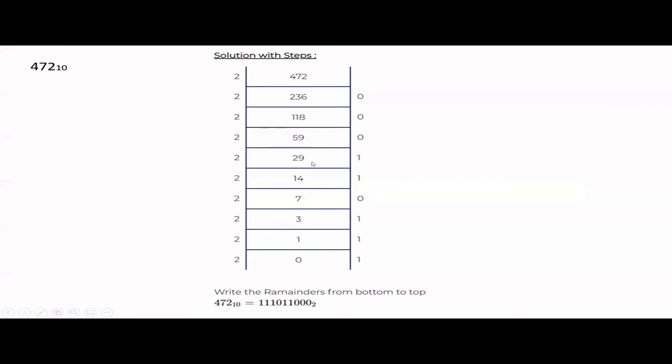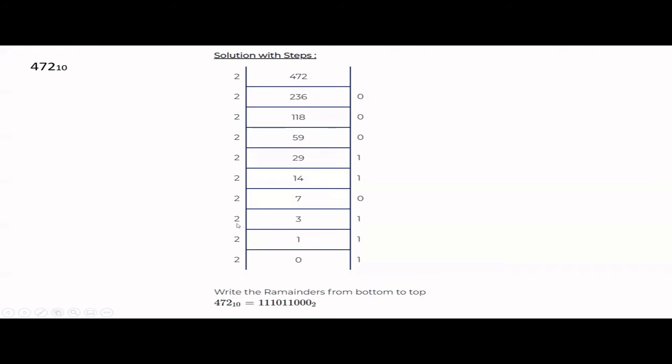For 29, actually 2 into 14 will become 28. So here 1 is there and for 9, it's 4. So 1 is remaining because 2 into 14 is 28. That's why this remainder is there. So 14 you divide by 2, it's 7. Nothing is remaining. 7 divided by 2, it's 3 and 1 is there.